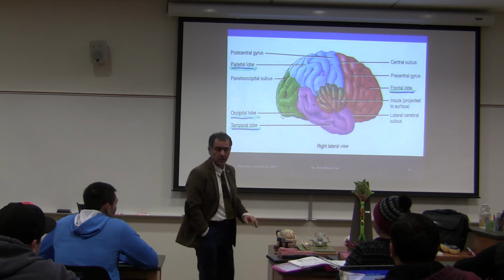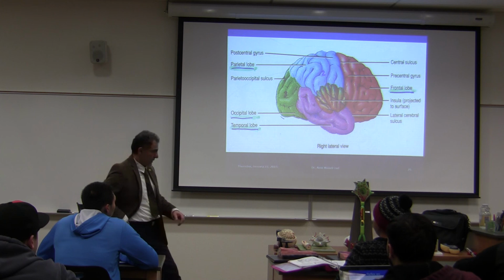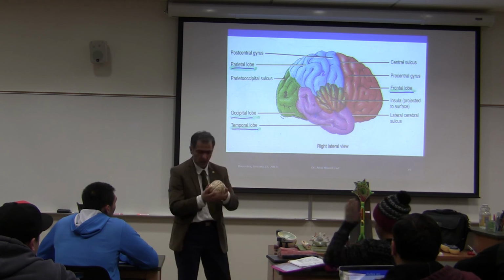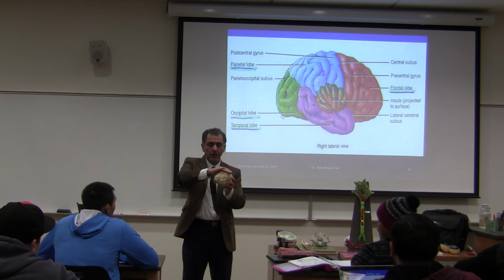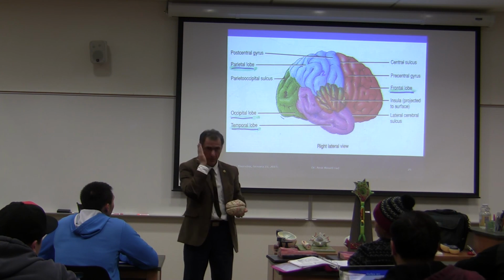Farha, you had a question a long time ago. Where's the temporal lobe at? Frontal, right here, parietal, occipital, and 2 temporal, on the side. Right.